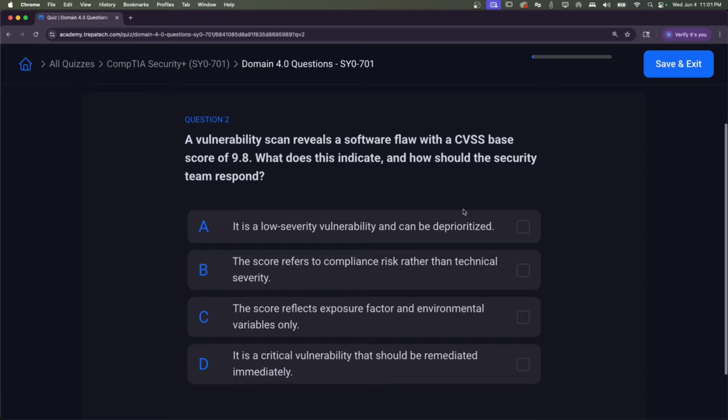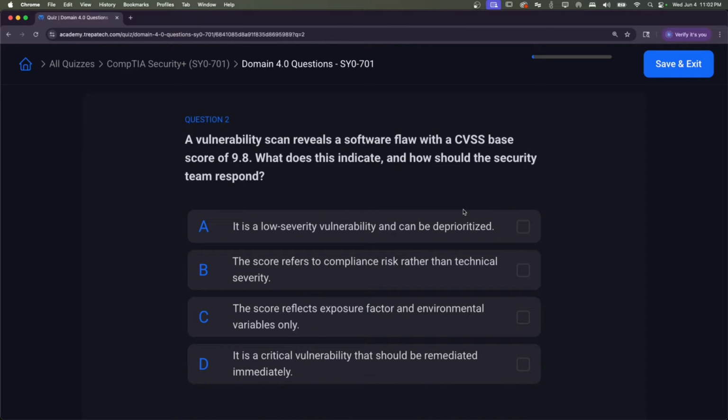Question 2. A vulnerability scan reveals a software flaw with a CVSS base score of 9.8. What does this indicate, and how should the security team respond? Now, this question, again, is very simple, there's not a lot of nuance to it, right? Because it's not saying, oh, we got a software flaw on our e-commerce server that's a 9.8, so how do we attack that versus maybe a printer that's just in a random spoke office. And what I mean by that is that e-commerce server may be our one profit generating thing that we have in our organization, or maybe not the one, but the main.